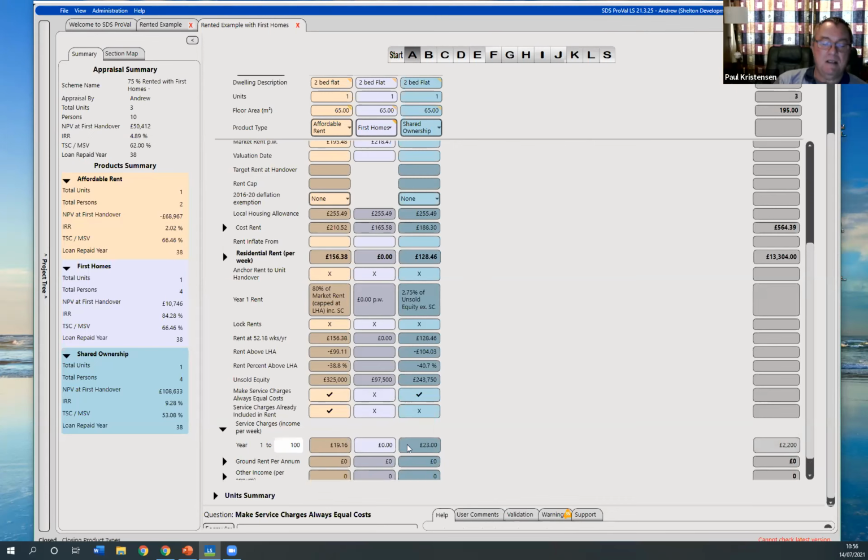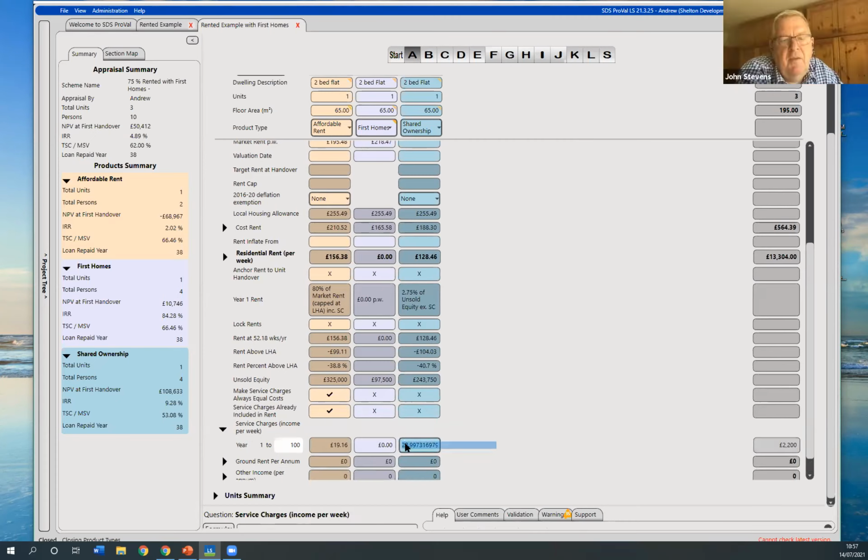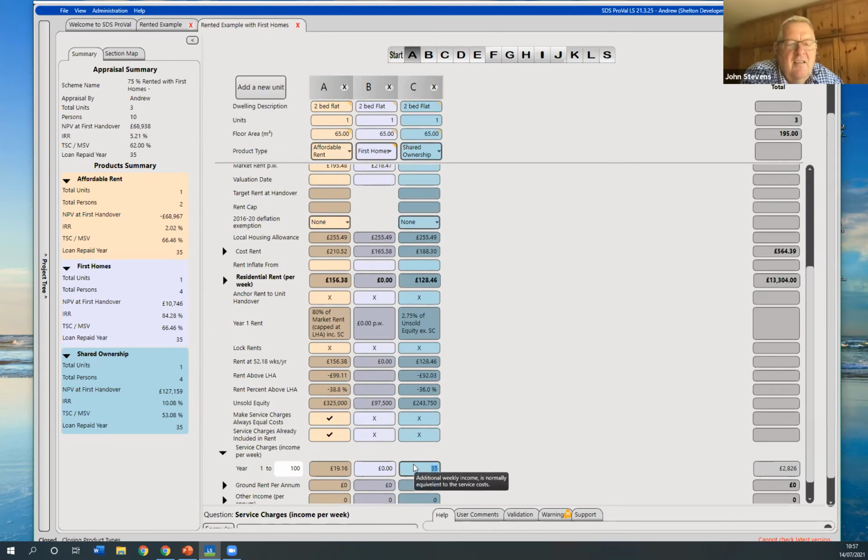So if you could demonstrate that, Andrew, if you take the tick off the shared ownership above. Yeah. Now that £23 is still there, but you can change it to whatever you want it to be. So if you needed, typically 10%, it's going to be £23 plus £2.30, isn't it? Yeah, so £25.30.